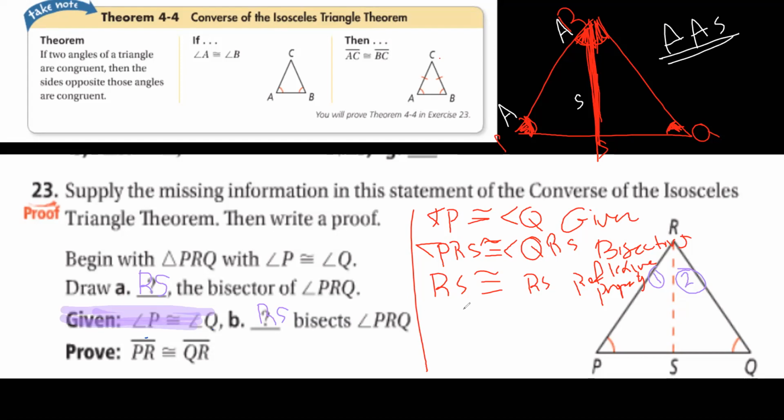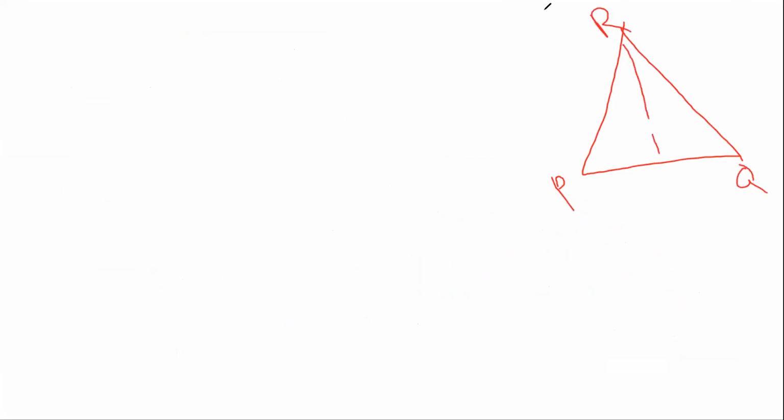So, the postulate or theorem AAS works. Can I say now that the triangle... Now these are the triangles: P, Q, R, and here it's bracketed with an S.